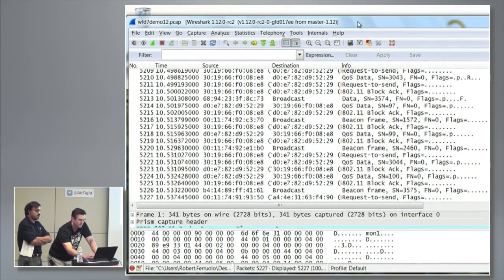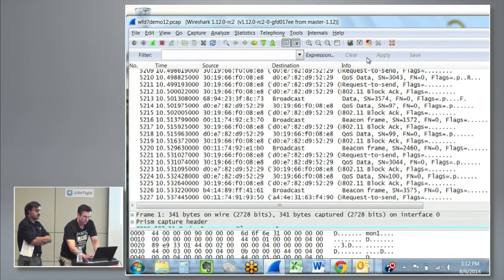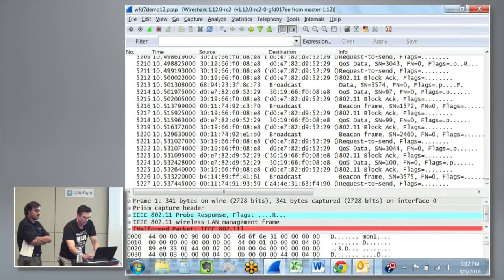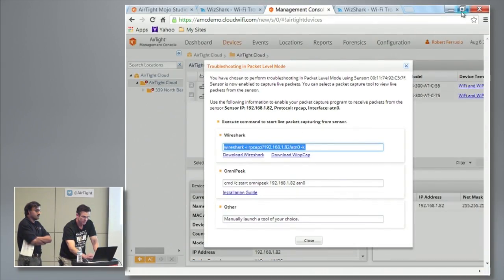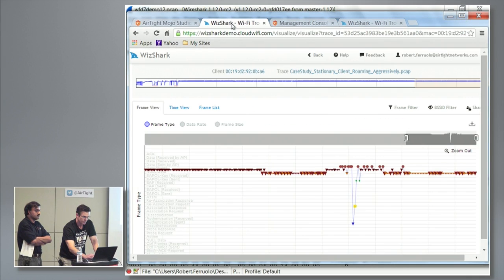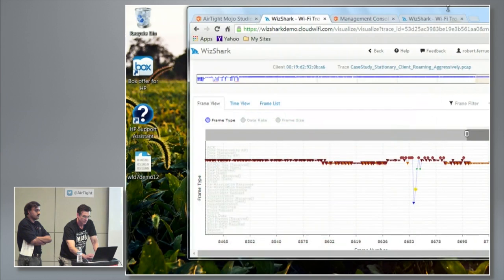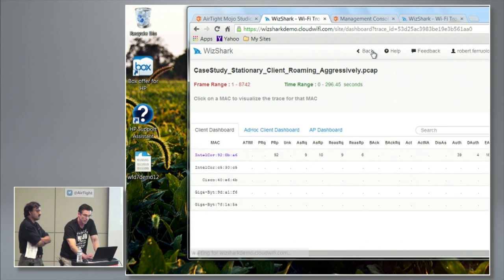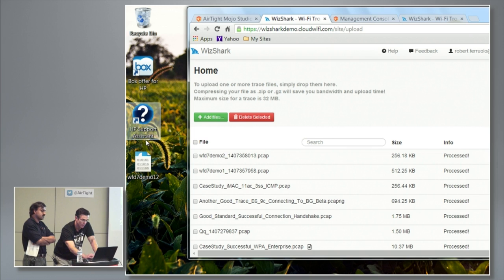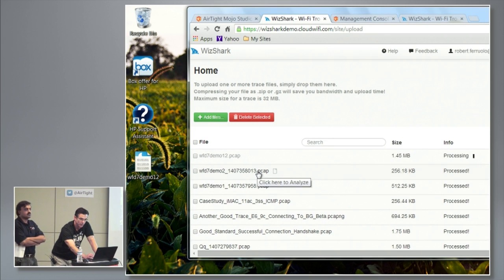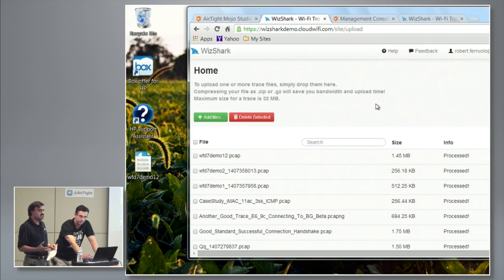Minimize that. Juggle these around. I'm going to get back to the home page for Wireshark, where I'm able to then drag that, drop it, and it opens it up. So this is one of the ways in which we can get traces into Wireshark.